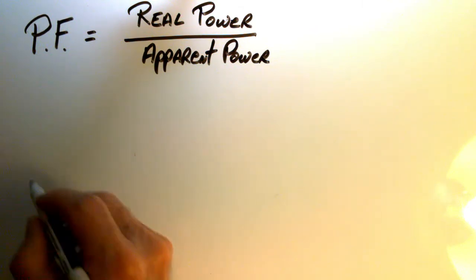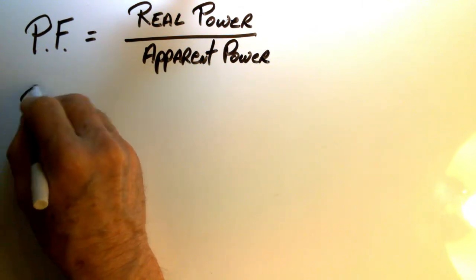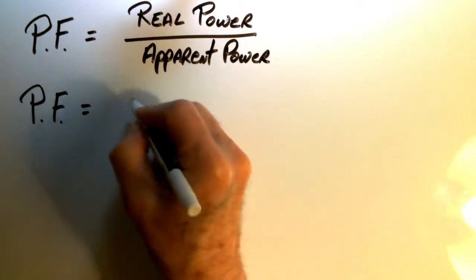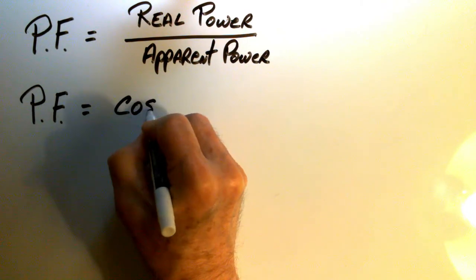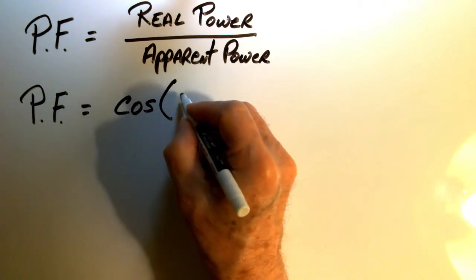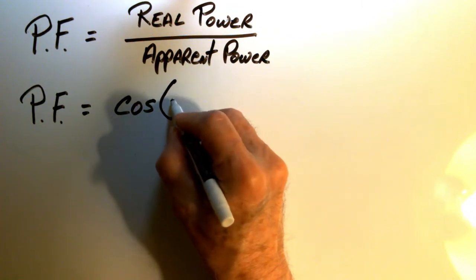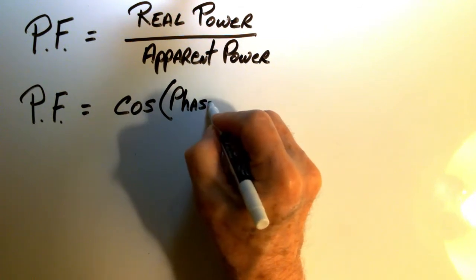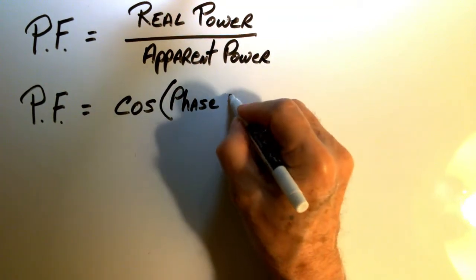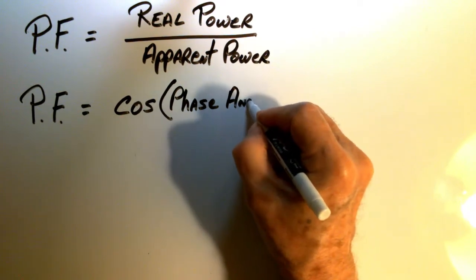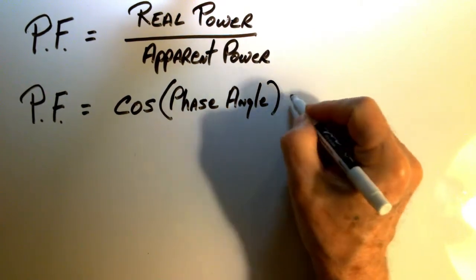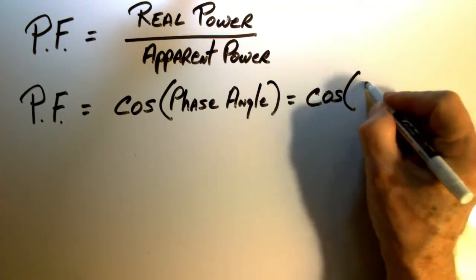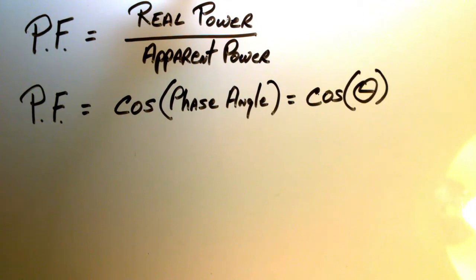Another definition is that power factor is equal to the cosine of the phase angle, and that's the angle between the voltage and the current in our electrical system. Of course, we don't want to have to write phase angle every time, so we say that's equal to the cosine of angle theta as such.